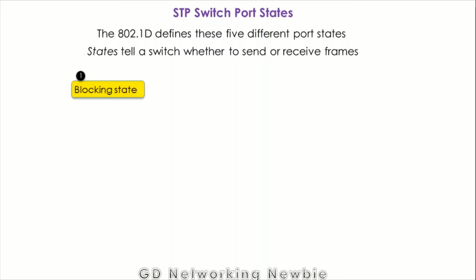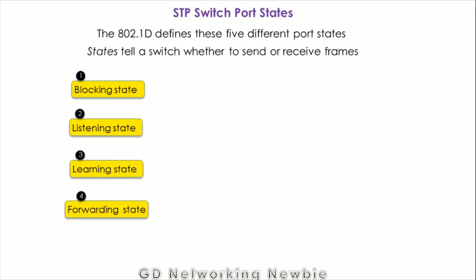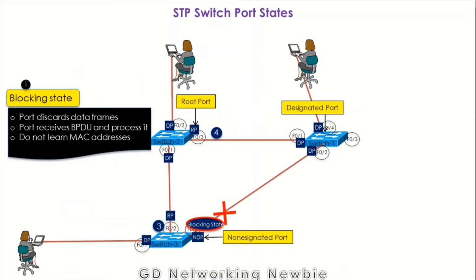Okay. So first one is the blocking state, listening state, learning state, forwarding state, and the disabled state. First one is the blocking state. In this blocking state, for example, if a port is in blocking state, for example, in this case, this is the port which is in the blocking state. If a particular port is in the blocking state, it means that port discards the data frame. It means it will not send or receive the data frame. First thing. Second thing is that port receives the BPDU and processes it.